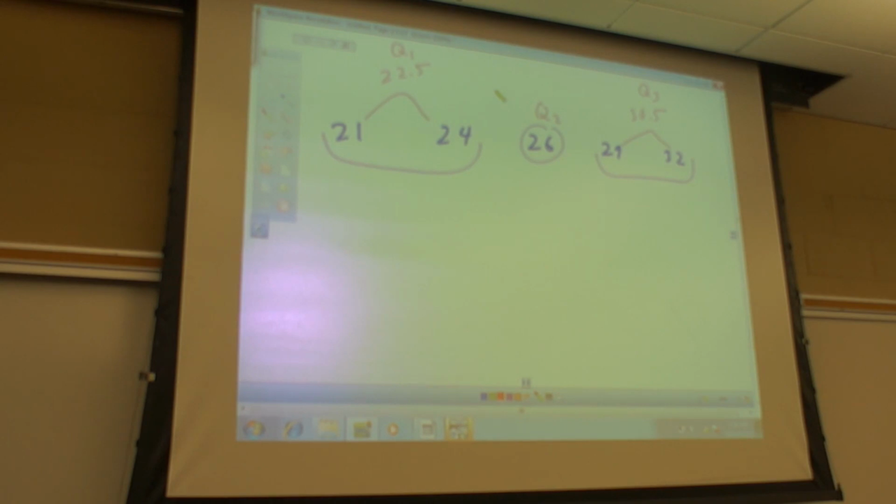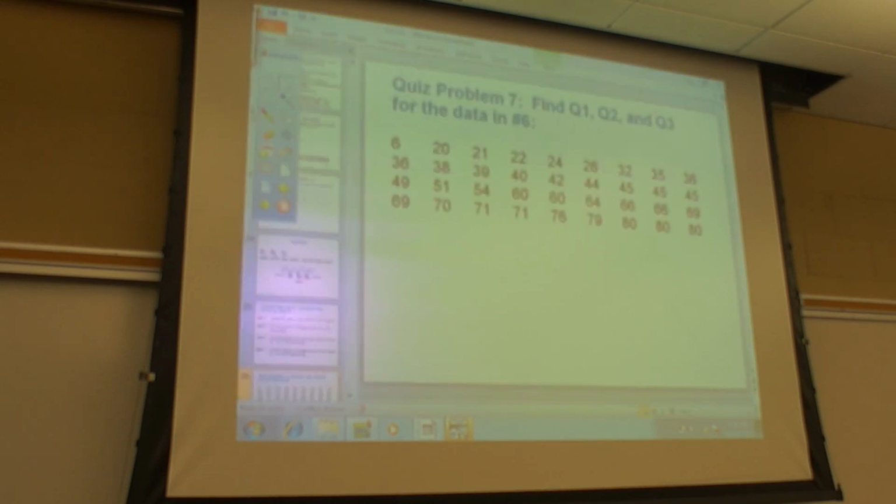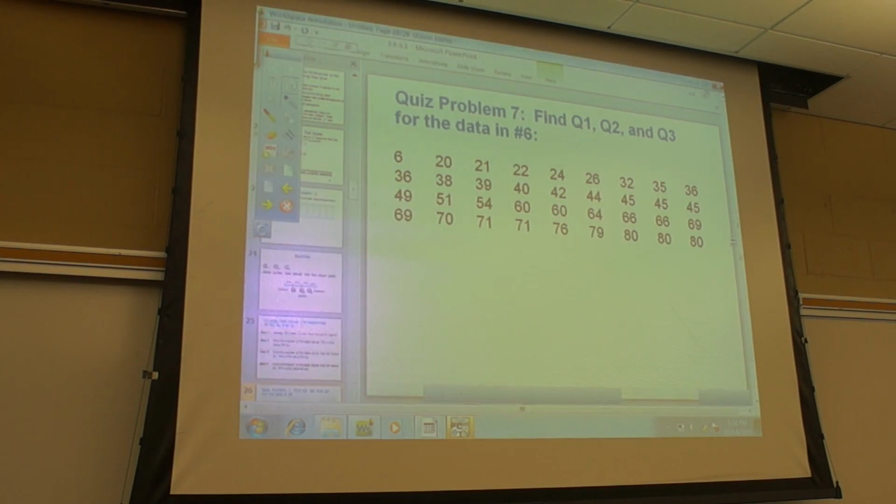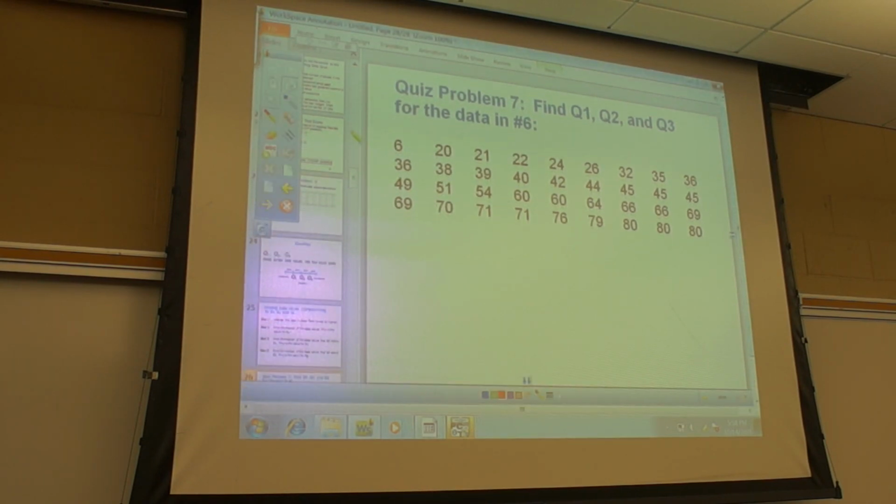Okay, so you guys, your job is to find the Q1, Q2, and Q3 for this data. I think it helps to think about how you can split them in half. So that would be my suggestion. Remember, splitting them perfectly in half helps to start off with. So take a minute for that.